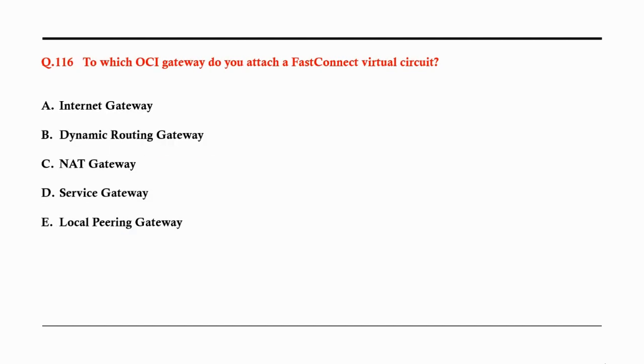Question 116. To which OCI gateway do you attach a FastConnect virtual circuit? His answer is very simple: B, dynamic routing gateway.